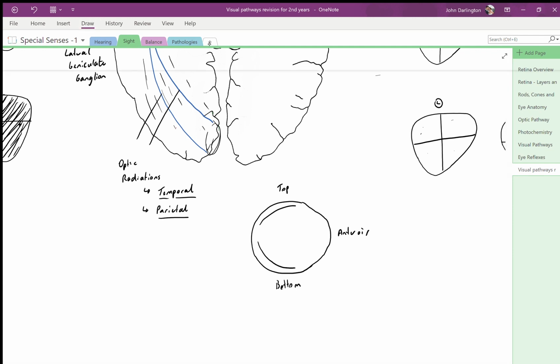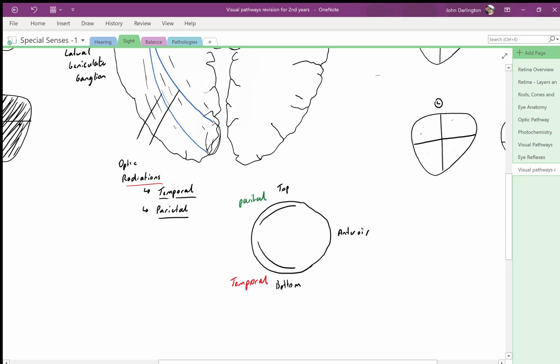So I'll do it in a different color here. Your bottom retinal fibers are your temporal. They go through the temporal radiations, okay? And then the top ones are your parietal. They all form into the parietal.